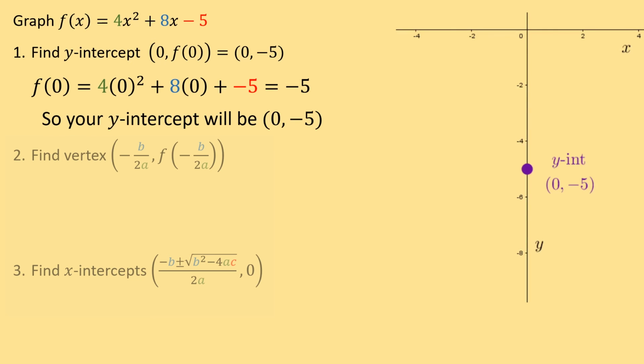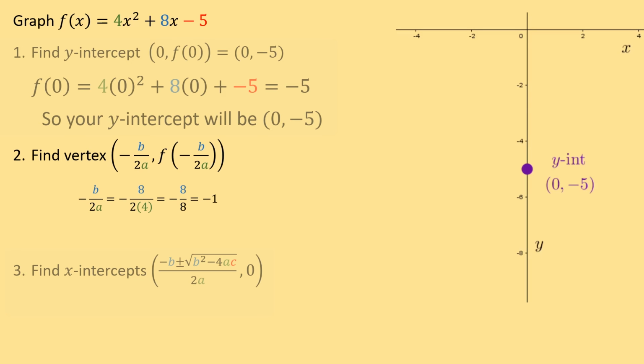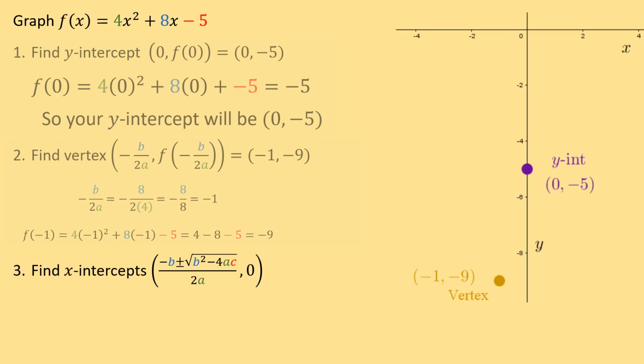We find our vertex by finding the x value first, which is negative b over 2a, which in this case is negative 8 over 2 times 4, which is negative 8 over 8, which is equal to negative 1. We then find the y value by plugging negative 1 into the function, which gives us negative 9 as my y value. And so our vertex is going to be the point (negative 1, negative 9), and we can graph this point.